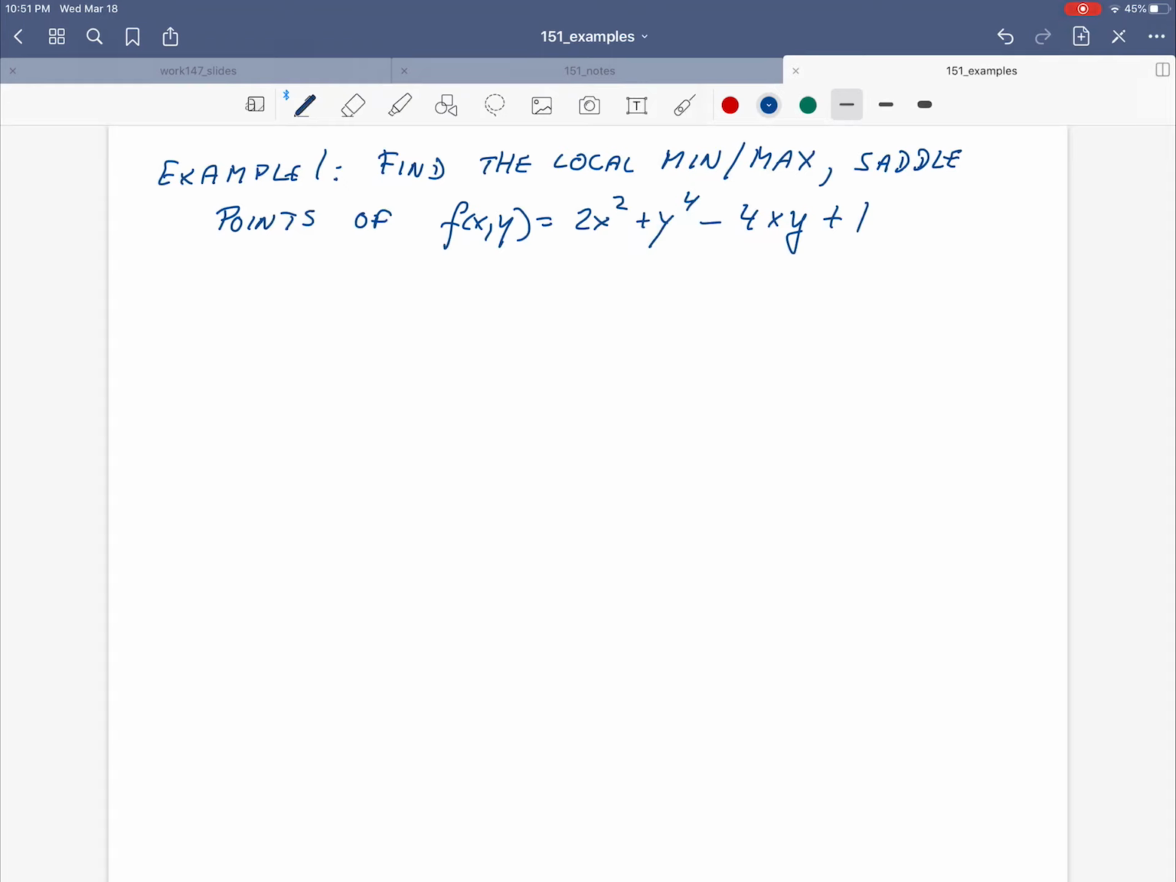In the first example, find the local minima, maxima and saddle points. These problems are always formulated this way because once we look for local minima and maxima, the method gives us the saddle points also. For a function f(x,y) equal to 2x squared plus y to the power of 4 minus 4xy plus 1. So first step, we need to find critical points.